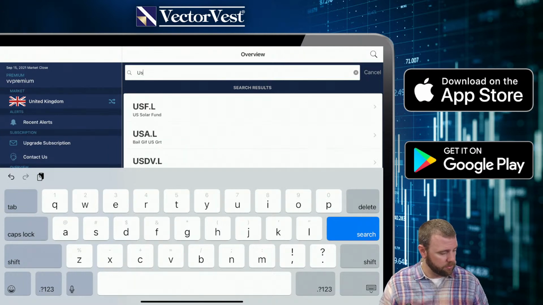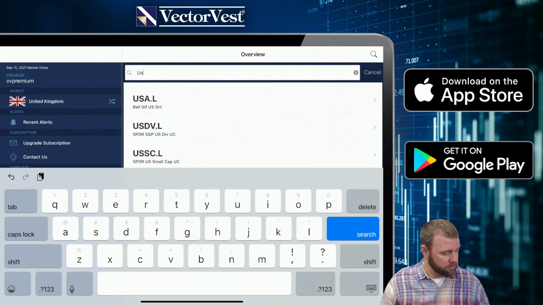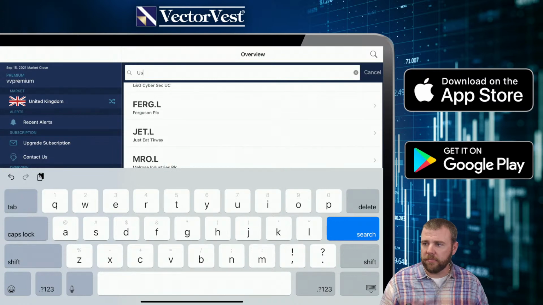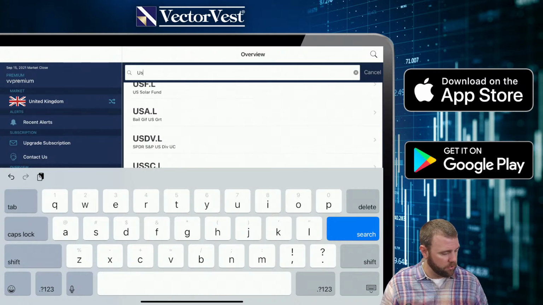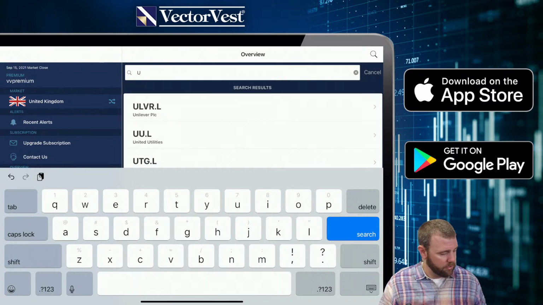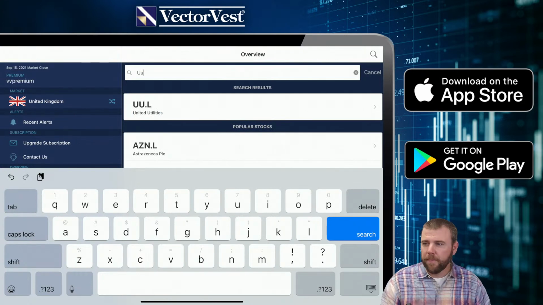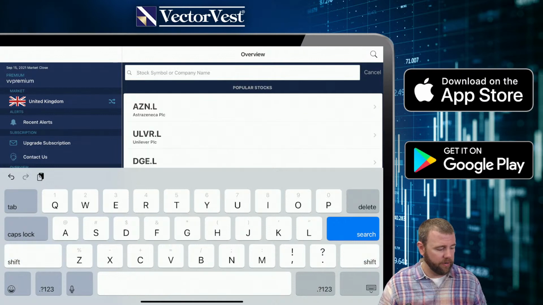US. Not seeing that. Maybe you got some insight. 3U. Is there you? Let me know which one it is. US.L. I'm assuming that the L is for the .L for the London Exchange, but I'm not familiar with what that 3 is representing.